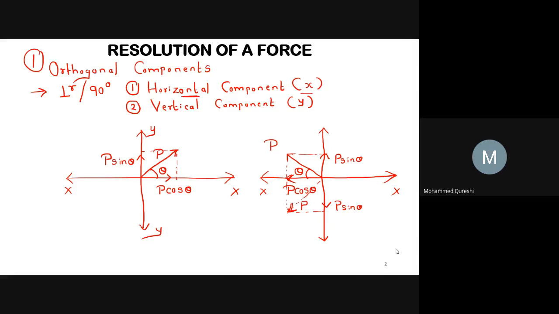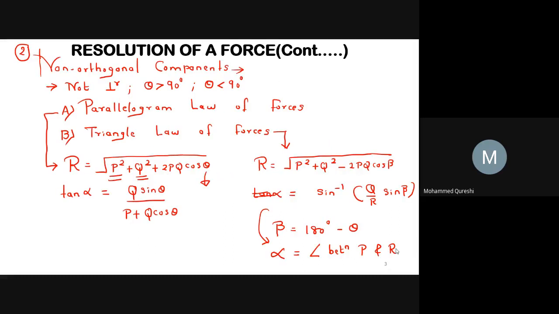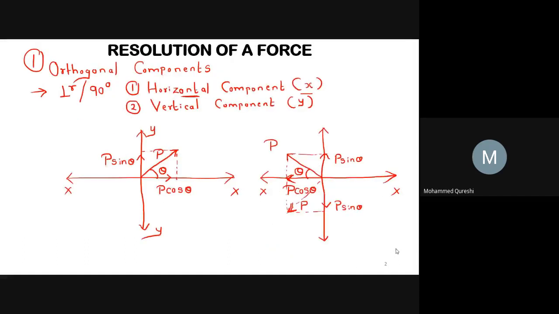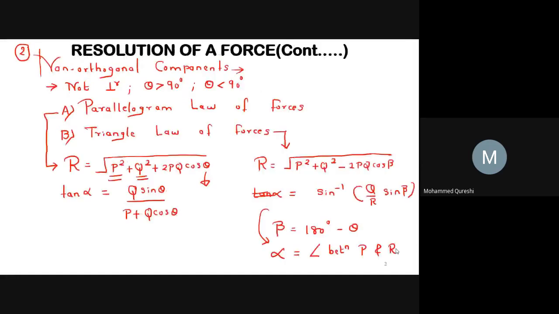There are two types of components. First is orthogonal components and the second is non-orthogonal components. What are orthogonal components? The components which are perpendicular to each other, or the components which make 90 degrees with each other, are known as orthogonal components. And what are non-orthogonal components? The components that are not perpendicular to each other are known as non-orthogonal components.